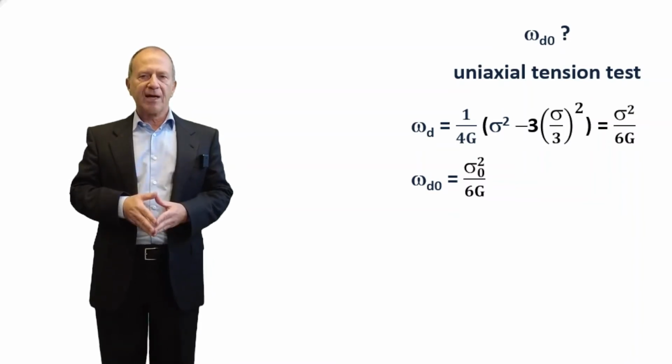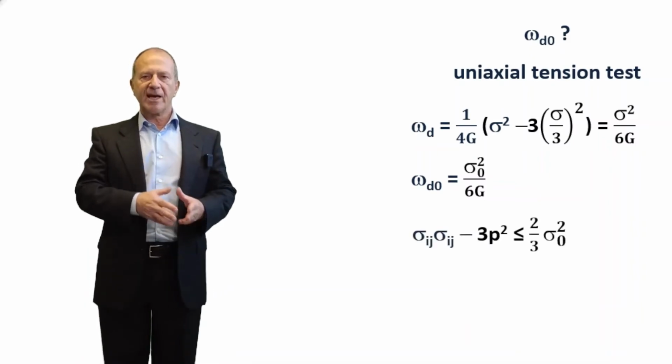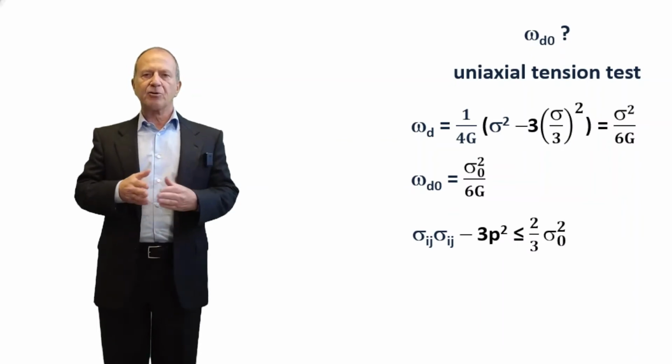So we can rewrite von Mises criterion in terms of total stresses as sigma ij sigma ij minus 3 times P squared less than or equal to 2/3 of sigma 0 squared.